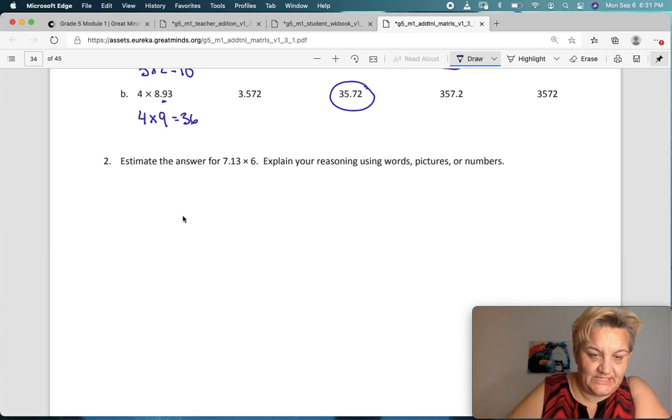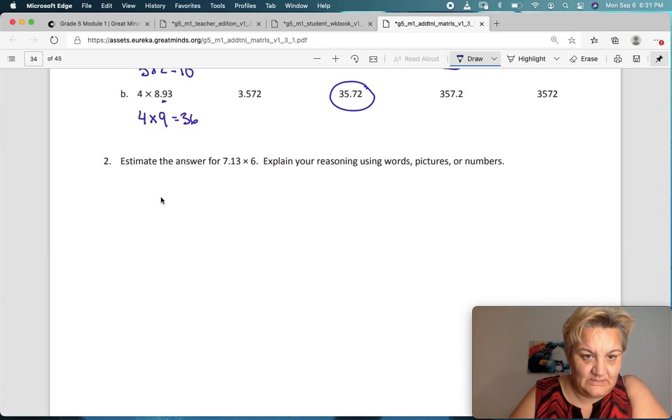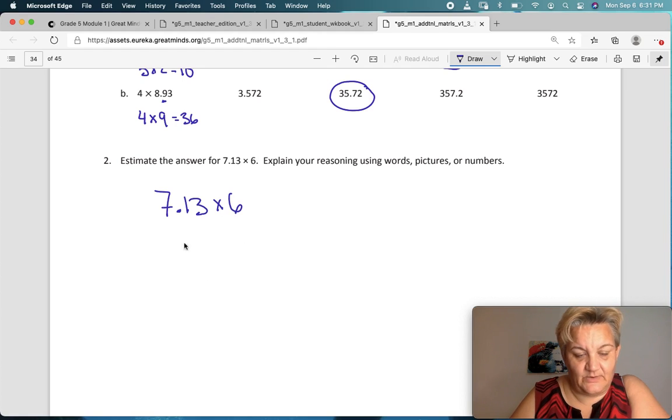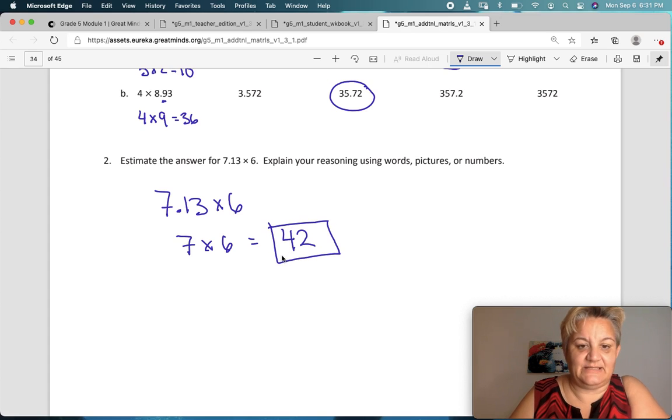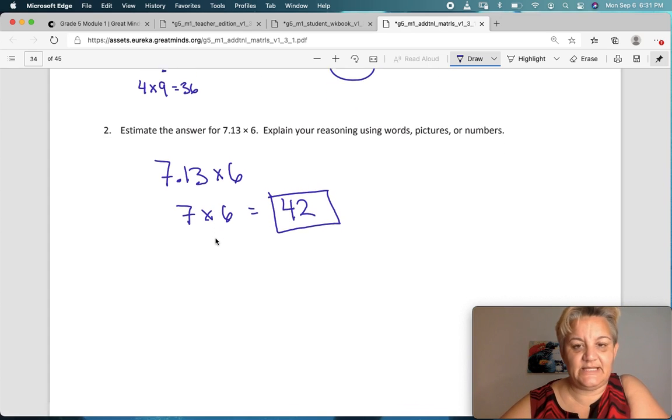So what we're going to do is 7 and 1/13 hundredths times 6. Okay, well, let's just estimate that as 7 times 6 equals 42. Okay, that is a perfectly good estimated answer. Let's dig in a little bit more.